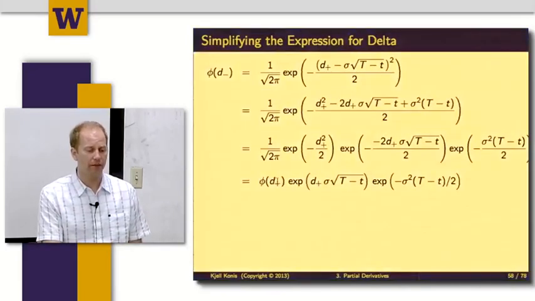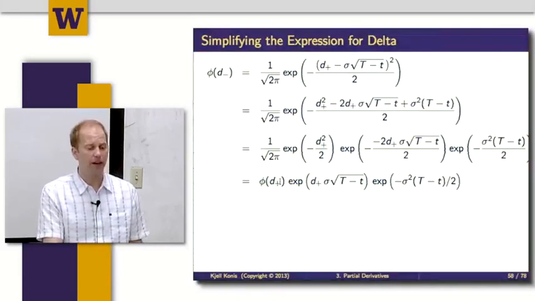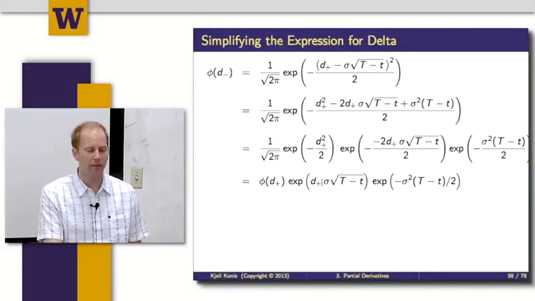So I've got from my, boy, I can't highlight anything on this slide. I have my phi of d plus from this portion of the previous line. I have e to the d plus times sigma square root of t minus t from this portion. And then I have e, this hasn't changed, I've just written it a little bit differently. E to the minus sigma squared t minus t divided by 2.